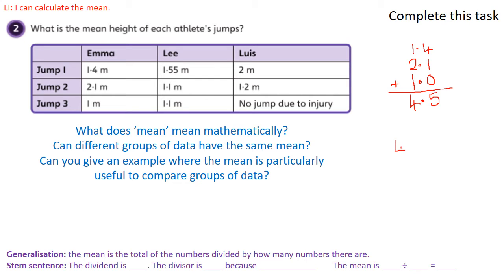I think I'm going to have to do a little short division here to help me. I'm not sure I can do this one in my head. So let's write out our short division. So 4.5, and my divisor is 3 because she made 3 jumps. So let's work out the mean. How many lots of 3 can I get from 4? I can get 1, but there is a remainder of 1. Now, remember, when you're dividing a decimal, the decimal point stays in line. Then it's just a normal short division. So how many lots of 3 can I get from 15? I can get 5. So I've now got 1.5. So I can say the mean is 4.5 divided by 3, which equals 1.5.